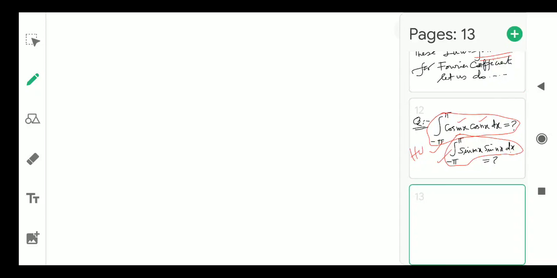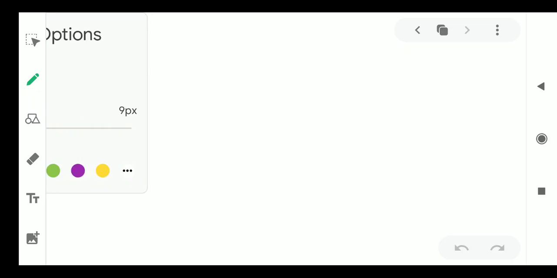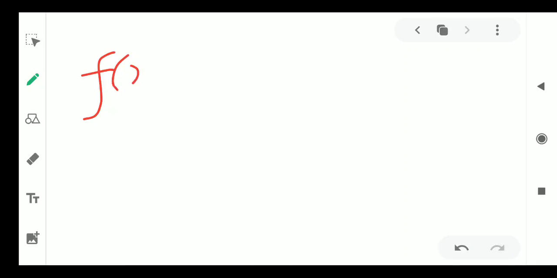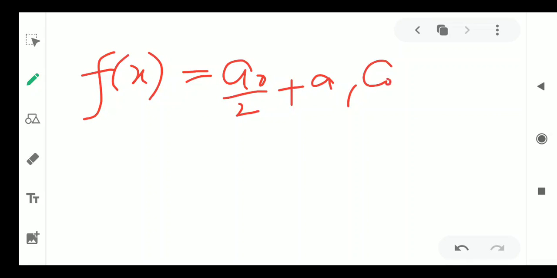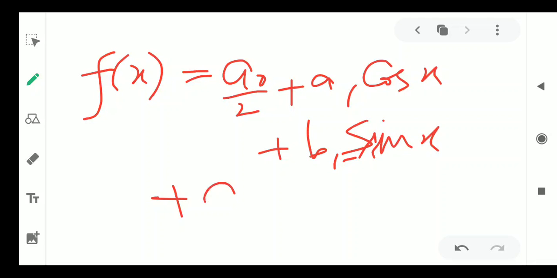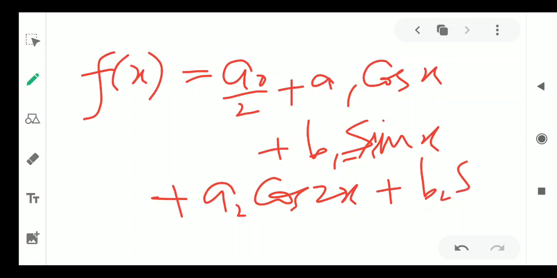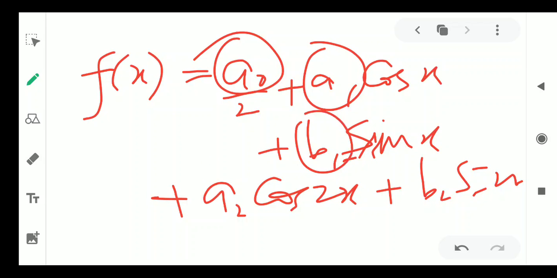So once again, let me wind it up. This is your Fourier series. When f of x is a periodic function given to you, it can be expanded as a0 by 2 plus a1 cos x plus b1 sin x plus a2 cos 2x plus b2 sin 2x. These are to be computed. A0, a1, b1, a2, b2, etc. are to be computed with the help of Euler's formula.